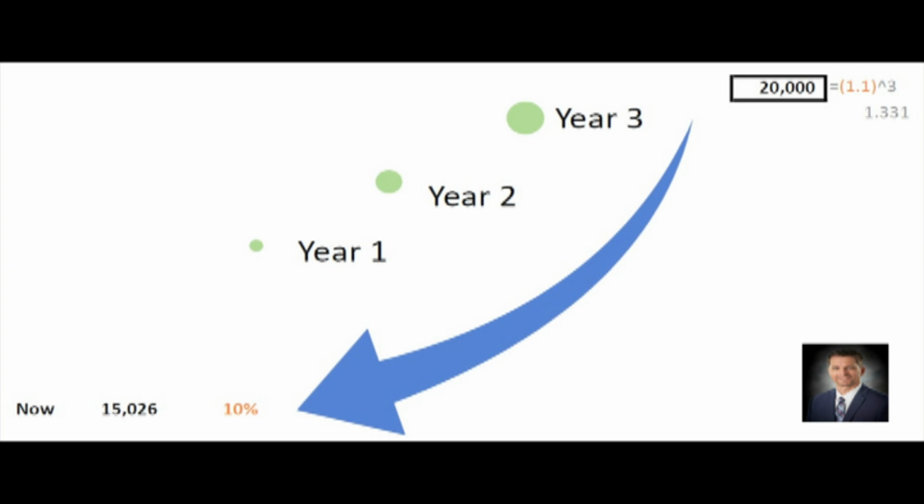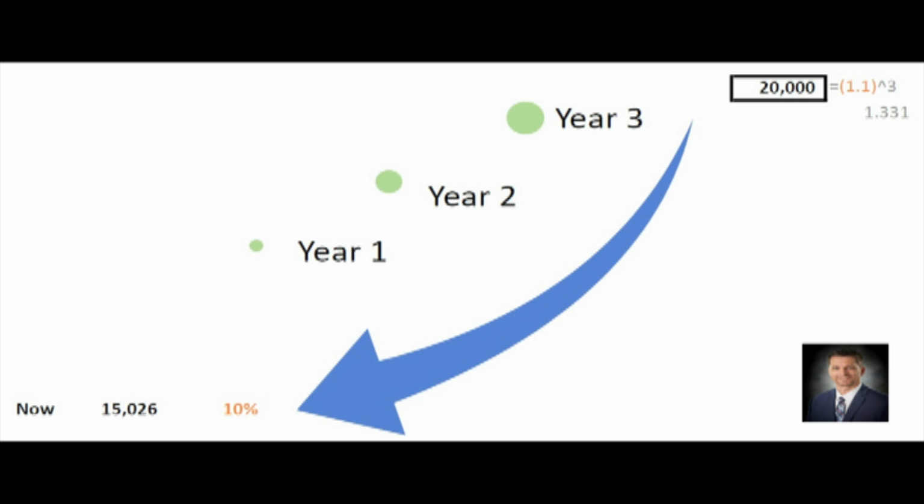So let's change it up a little bit. What if we know that in 3 years we're going to have $20,000? We have a choice. Someone says, in 3 years, I'll give you $20,000, or today, $15,100. Which one would you choose?